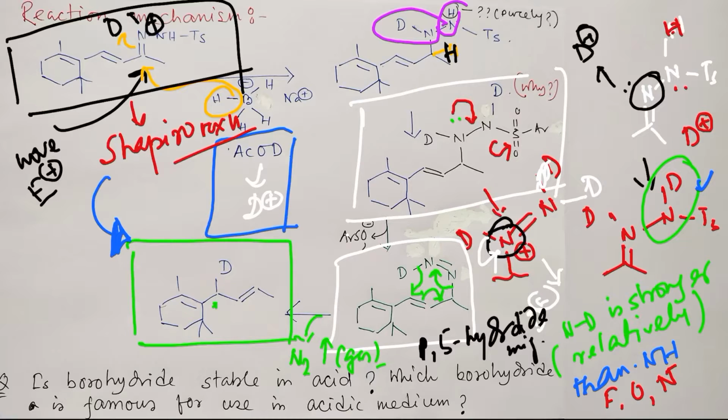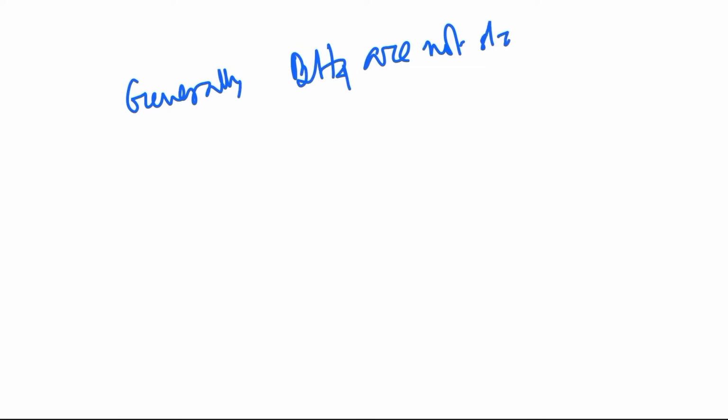Okay, so now the next question. We have understood the mechanism. Now one point which is a little confusing is the sodium borohydride and acid. So the question is, is borohydride stable in acid medium, or which borohydride is very stable in acid medium? So let's discuss. Generally borohydrides are not stable in acid.